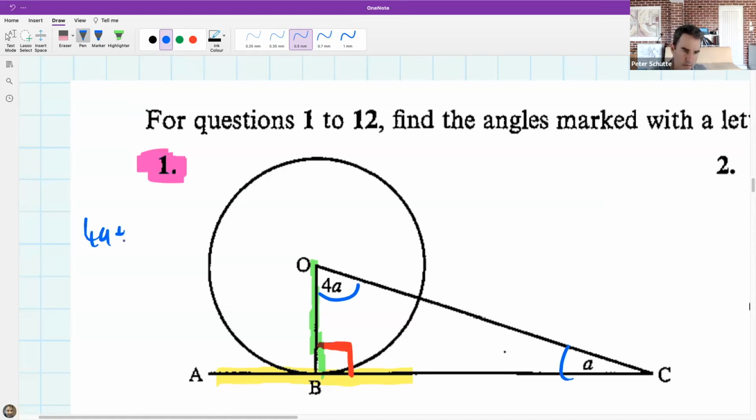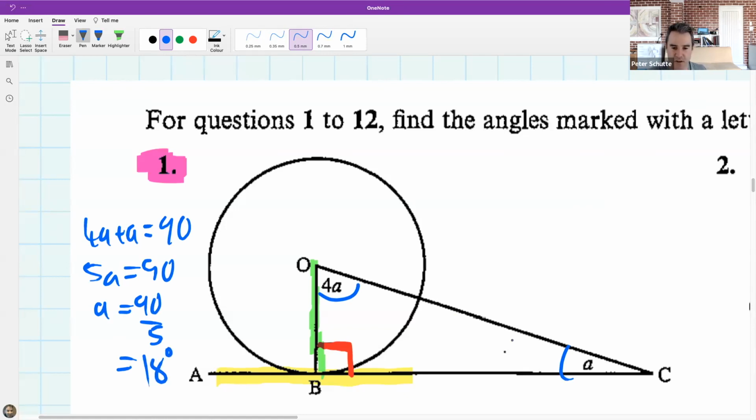Okay. Yes, I said that 5a is equal to 90. And then I divided both sides by 5. And then I got 18. That looks good to me. So you know that would be 18 and then 4 times 18. So what would it be? 18, 36. This would be 72 degrees. Yeah, I like that. I think that's good.